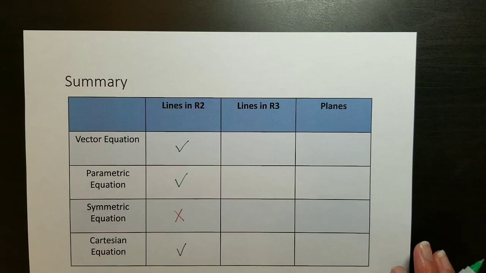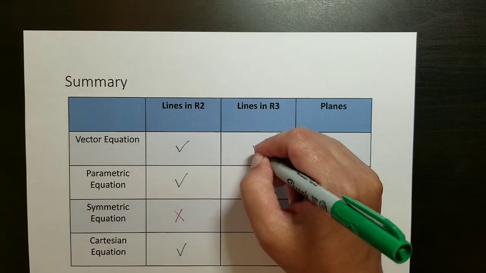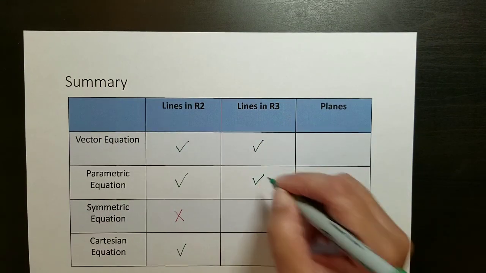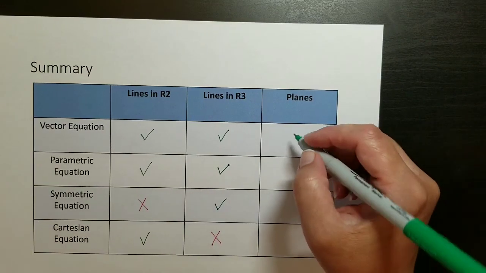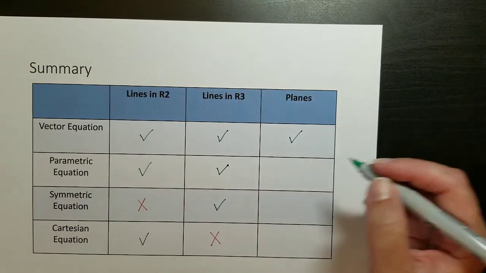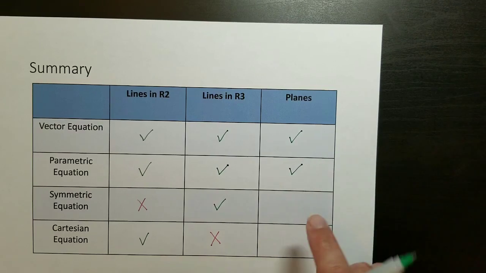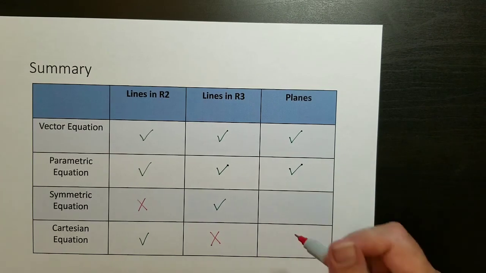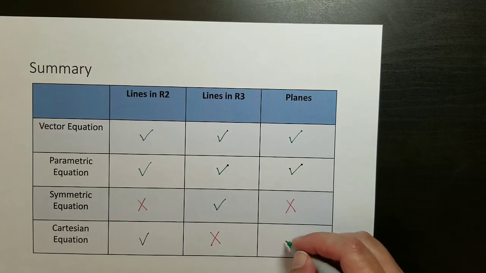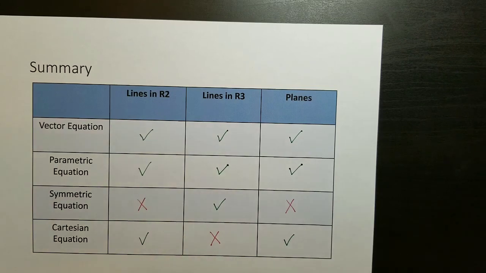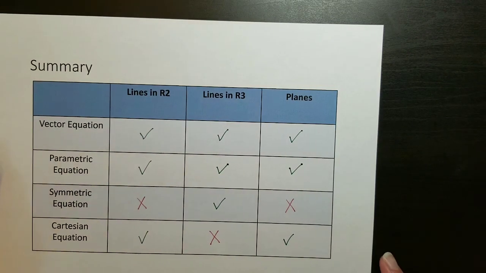Okay. When we went to lines in R3, they still had vector, they still had parametric. They did not have the Cartesian. We talked about that because there's no normal, but this one was where we could have those symmetric equations. And it's interesting because looking at planes, they absolutely have vector, they do have parametric, they don't have the symmetric equation because we had too many parameters to solve for, but they could have a Cartesian equation because having those two direction vectors allowed us to find the normal with the cross product.